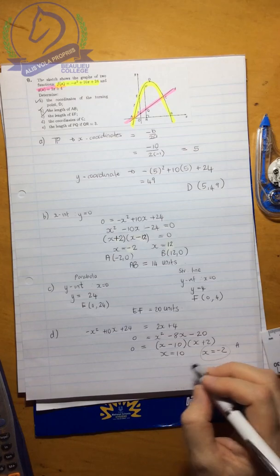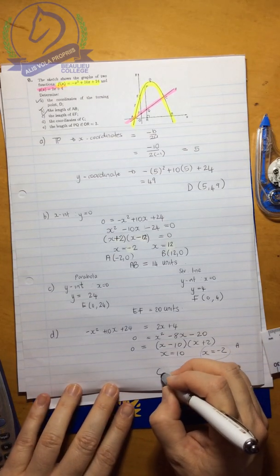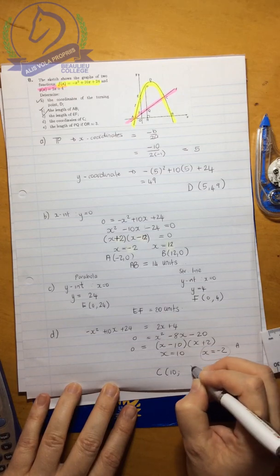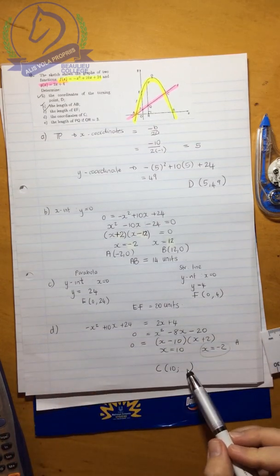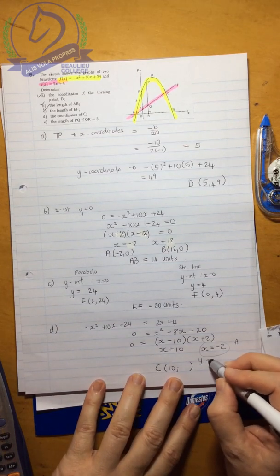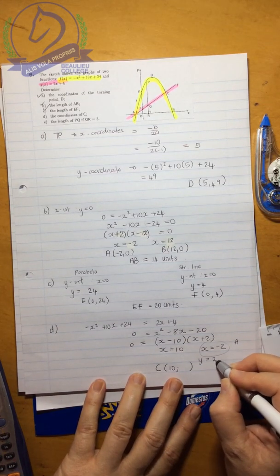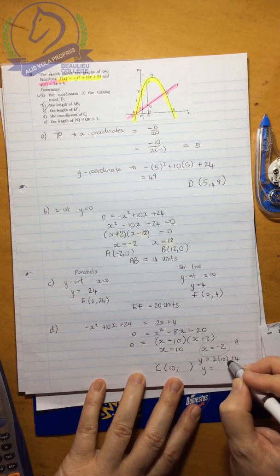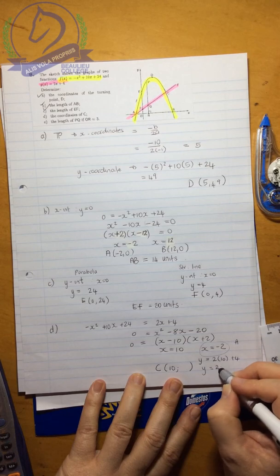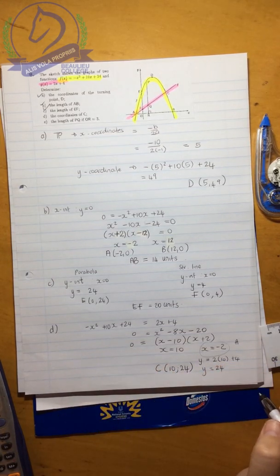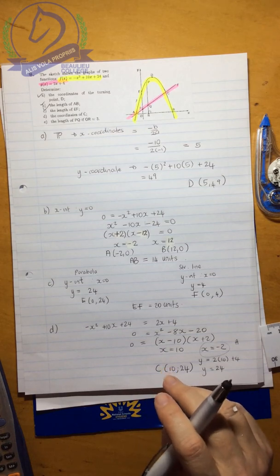So C will be with an x value of 10. Now, if I have the x value, how can I get the y value? Substitute it into any one of the equations because they are equal. So 2 times 10 is 20 plus 4 is 24. So C is 10 and 24.